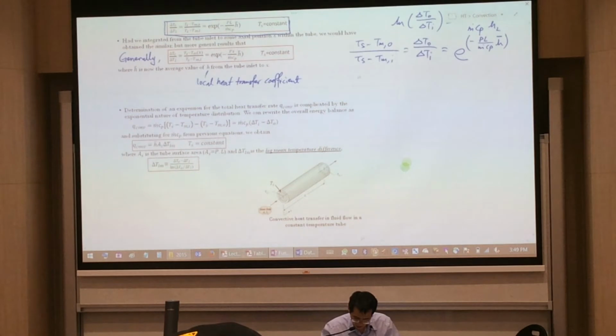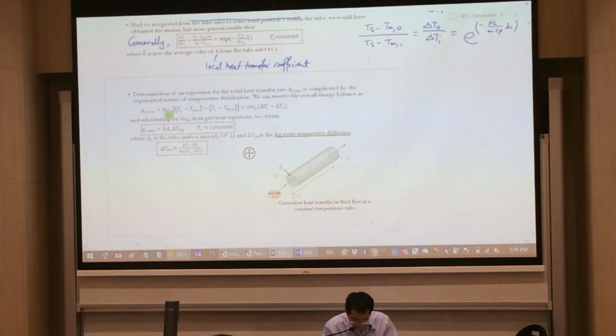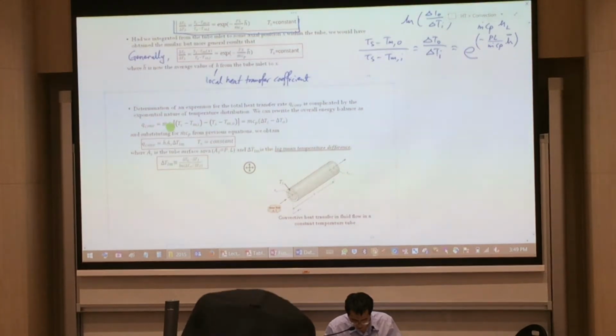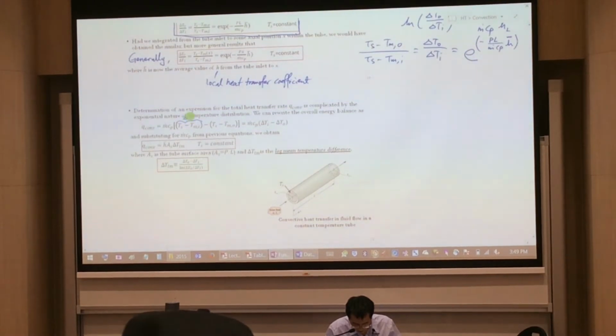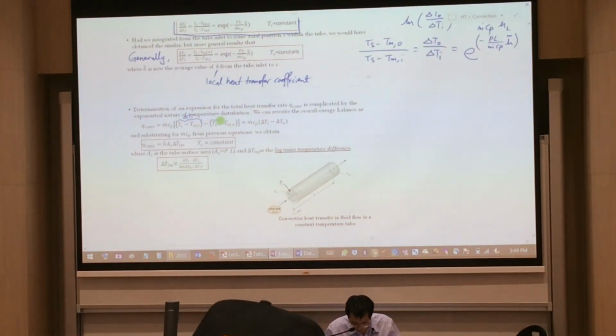So now this is the last slide before we go into examples. So this part here, I need to come to that final expression, and I need to further develop that Q convection, which is mass flow rate multiplied by Cp, and this term over there is your delta Ti. That term over there is your delta T naught.